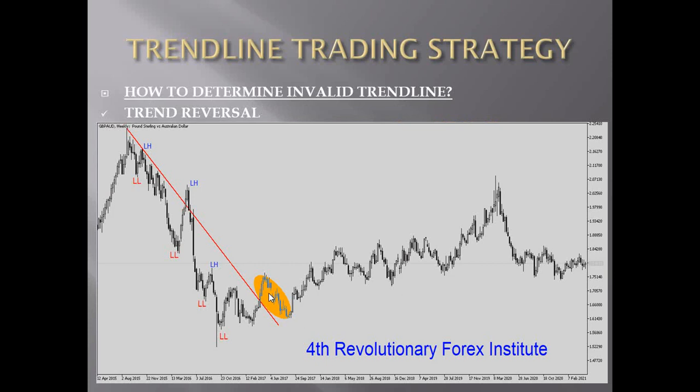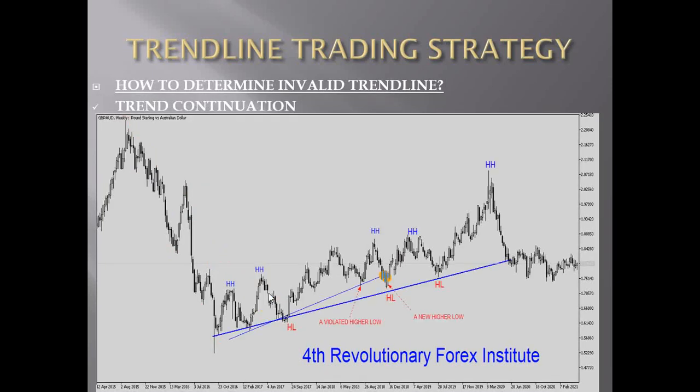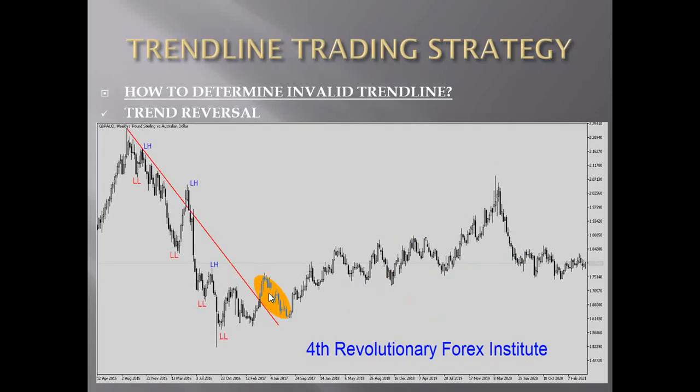So traders, that is how you are supposed to determine an invalid trend line. The price breaks the trend line for two reasons. Firstly, the price may break the trend line to form what we call a fake breakout or a continuation breakout, or the price might break the trend line to form a trend reversal.